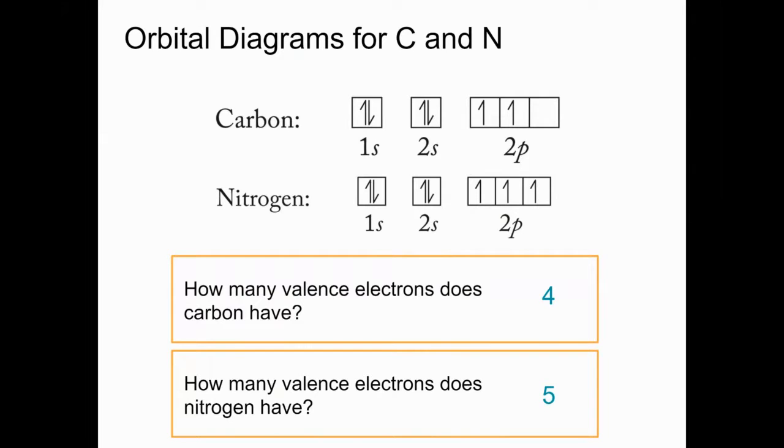Being able to figure out the valence electrons is going to be really important for the next chapters, 8 and 9, where we're going to start drawing Lewis structures. So make sure you can look at an element and figure out how many valence electrons it has.